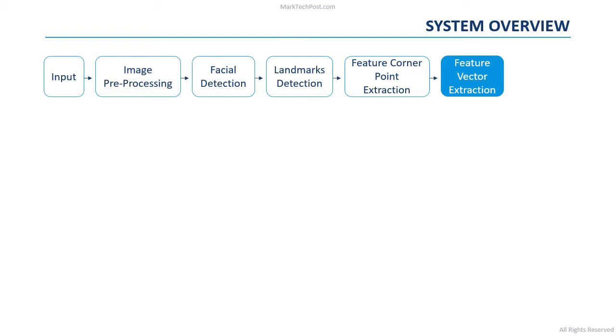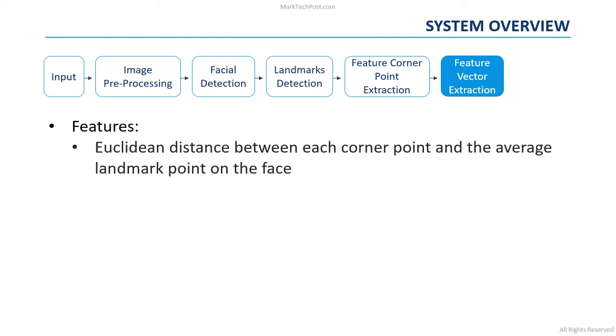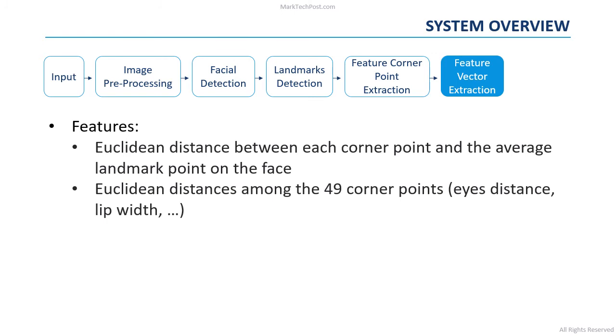Then, the system has to create the feature vector that will be used to feed the emotion classifier. From the corner points extracted in the previous stage, 2 kinds of features are created: the Euclidean distance between each corner point and the average landmark point of the detected face, and the Euclidean distance between each pair of the 49 corner points, useful to compute, for example, the distance between the eyes or the width of the lip.